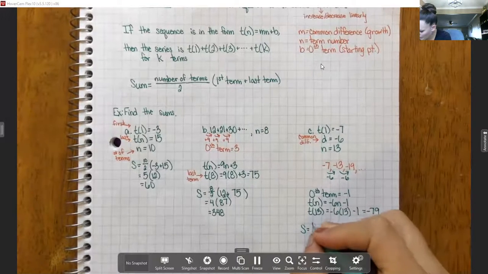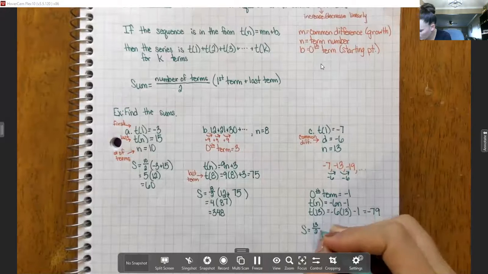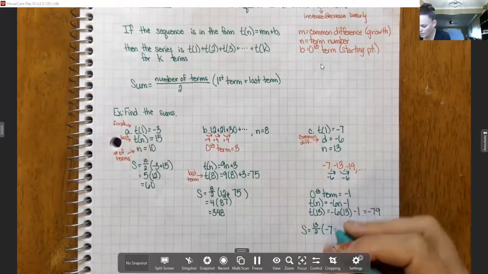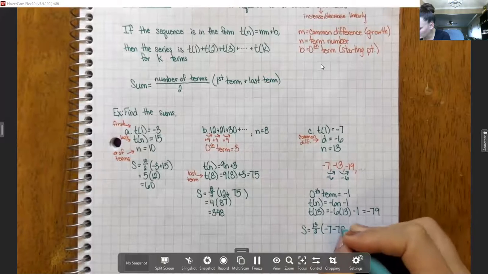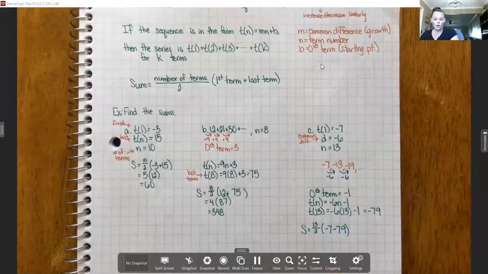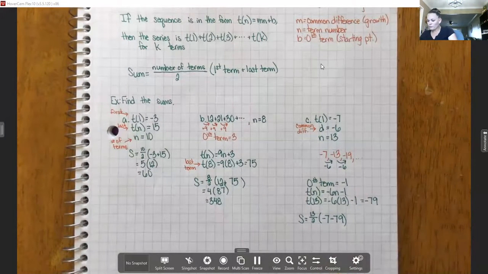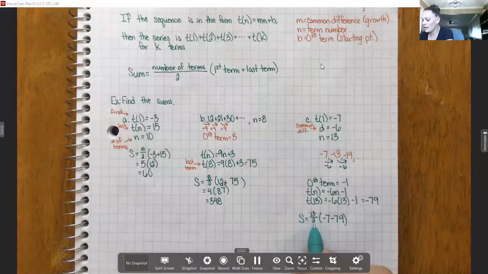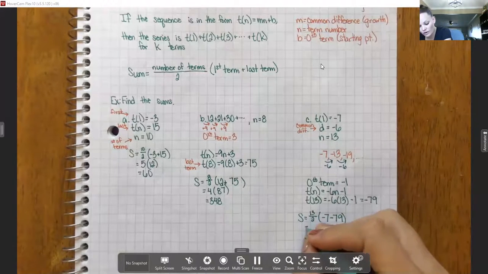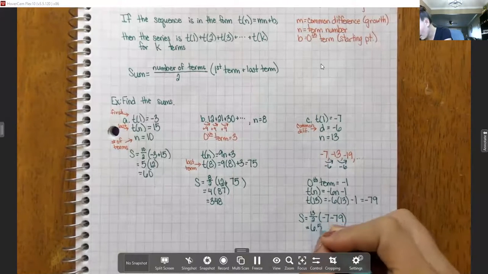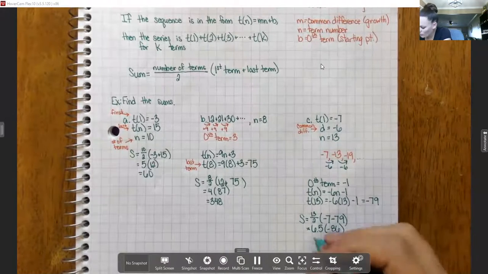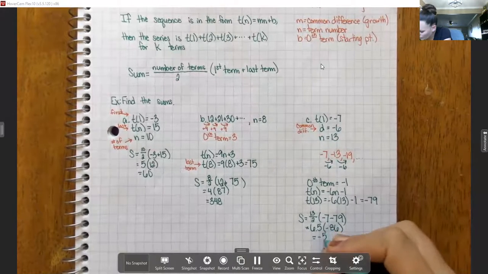So my sum is 13 divided by 2 times my first term is -7 minus 79. So this still works the same way, even with the stairs. The idea with the stairs is if there were an odd number, you would just cut one of them in half. So this is 6.5 times -86, which is -559.